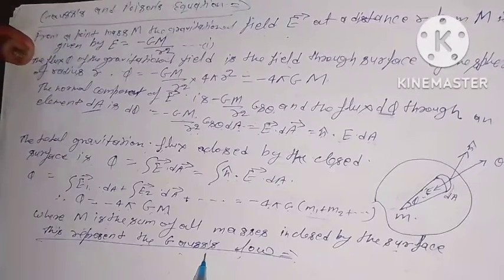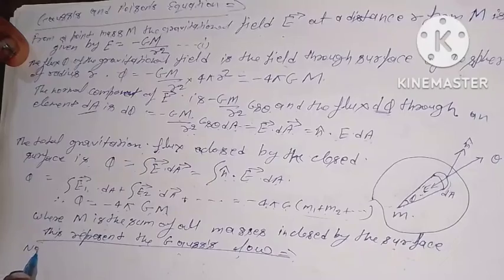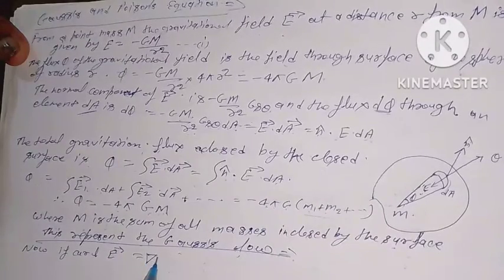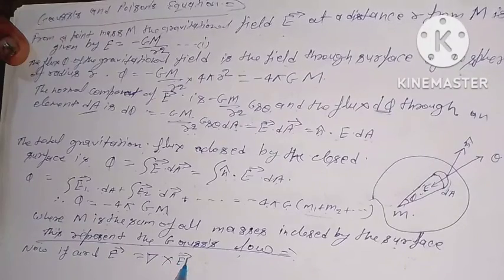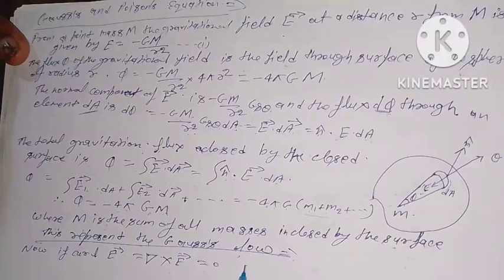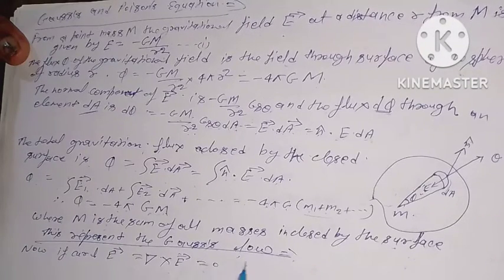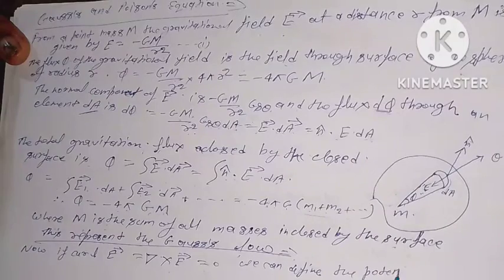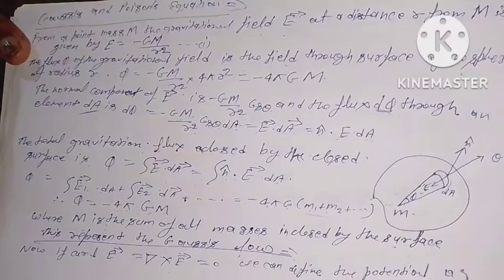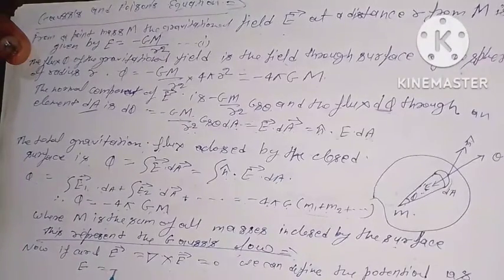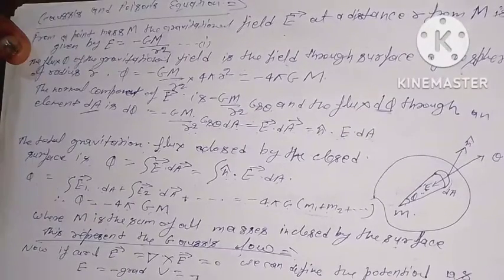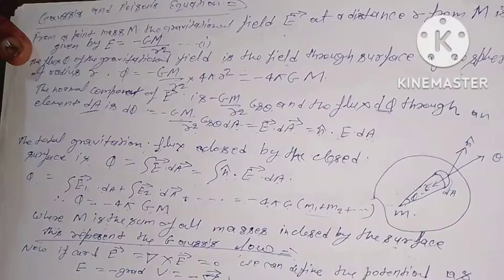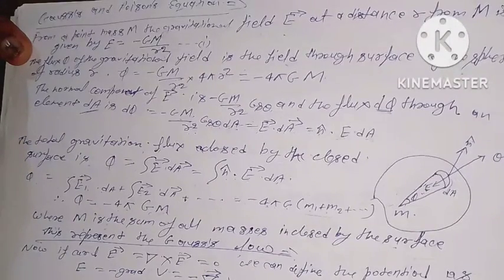Now, if curl of vector E is equal to del cross vector E equal to 0, we can define the potential as E equal to minus grad V, equal to minus vector del V. This is equation number 3.